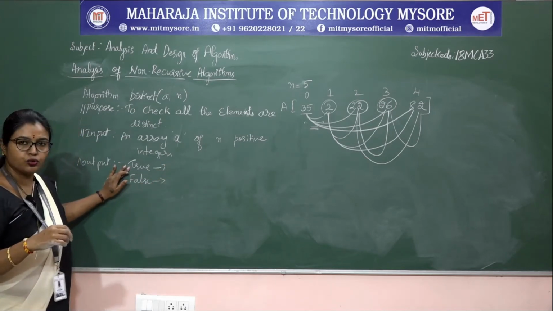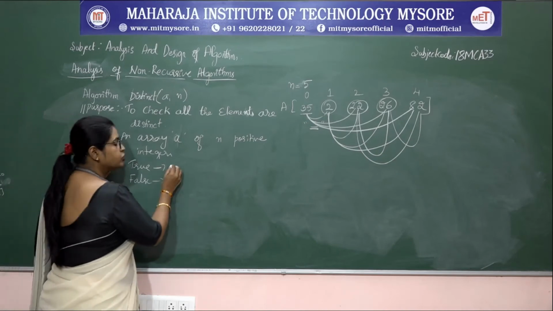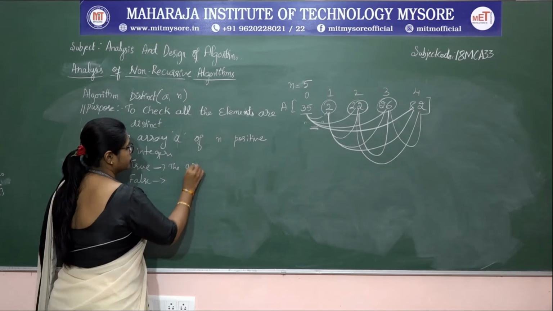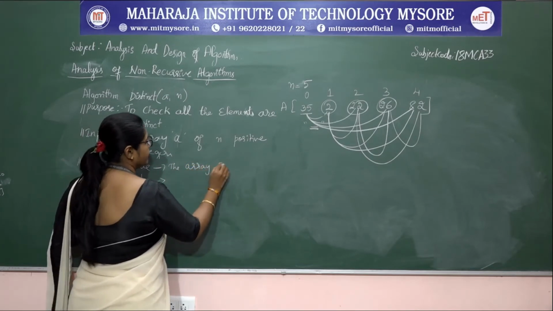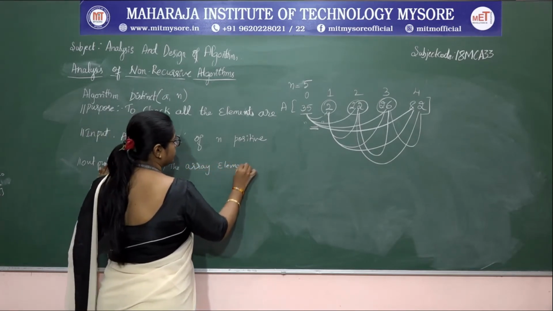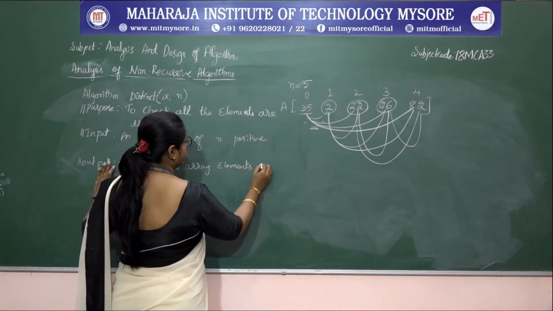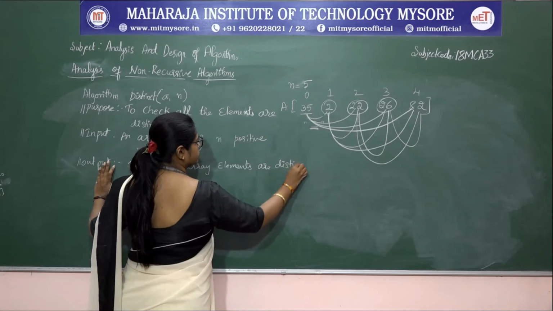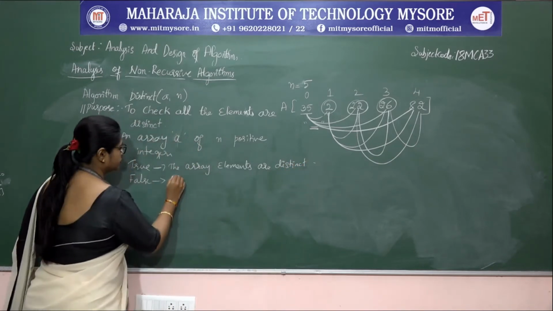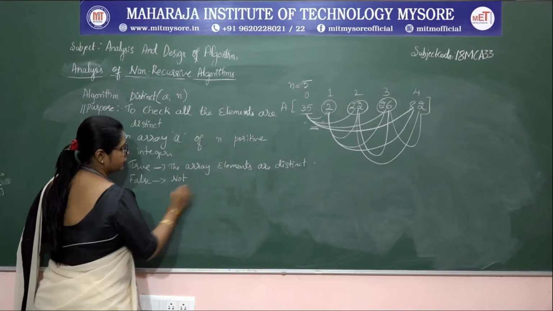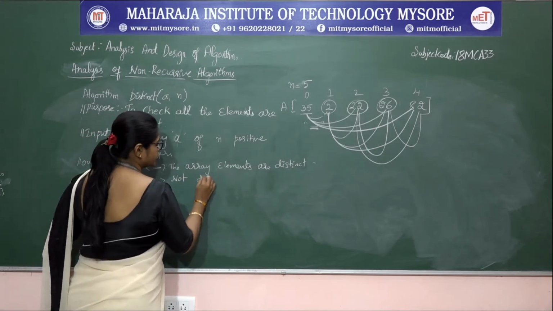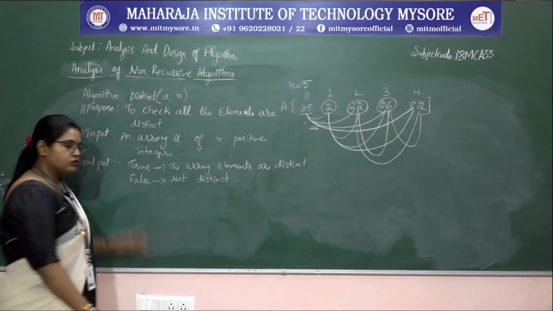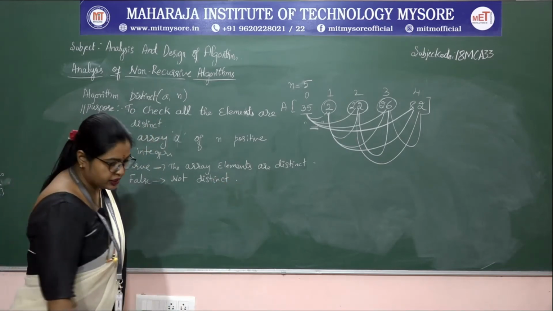Since we are returning true or false, true is going to be returned if the array elements are distinct, and false if the array elements are not distinct, right? So this is what we need to do next.